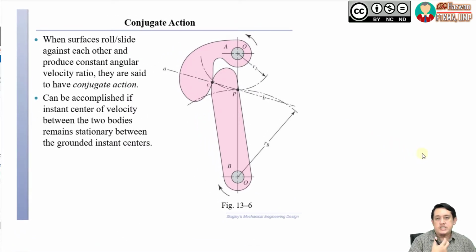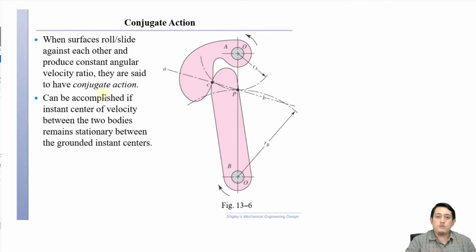When we want to create a gear, we need to make sure that the gear has a conjugate action. So what is conjugate action? Conjugate action is when surfaces roll or slide against each other and produce a constant angular velocity ratio. This is very important to make sure that the gear will rotate smoothly. Conjugate action is very important.